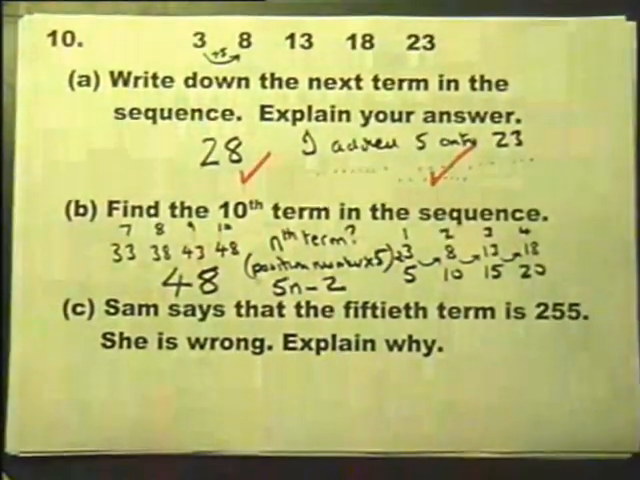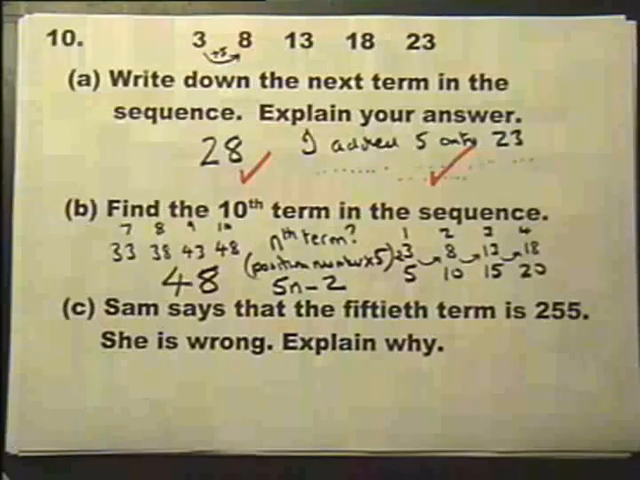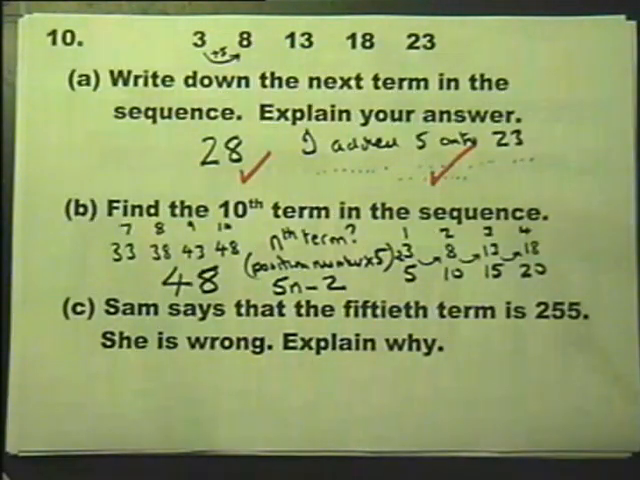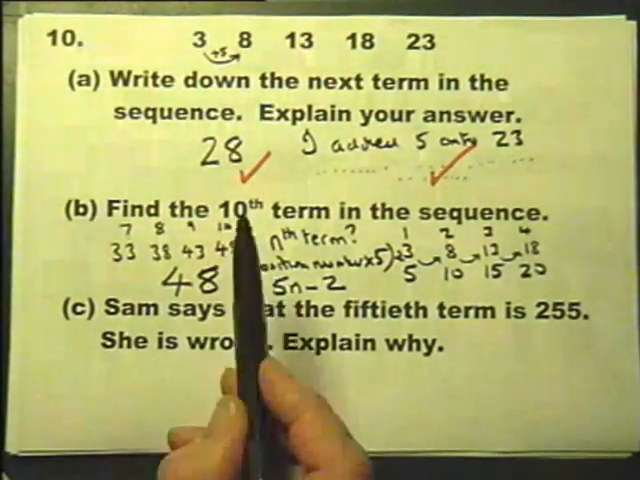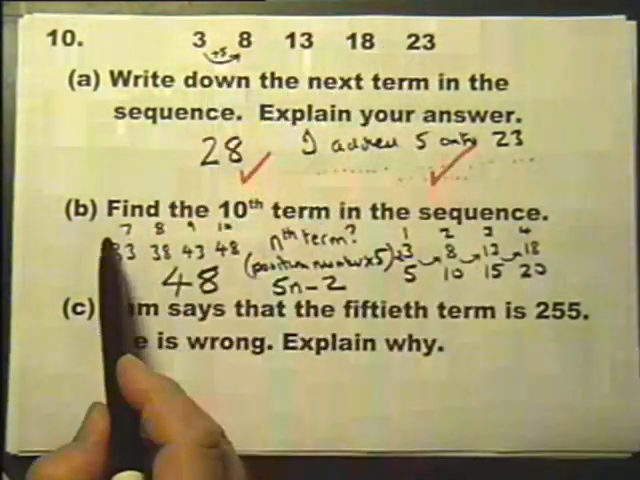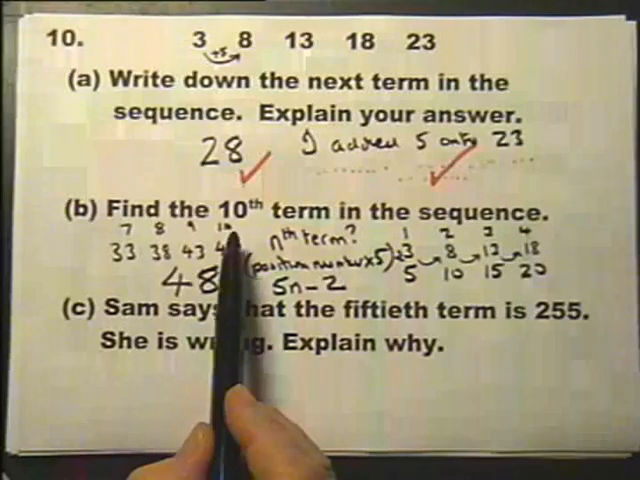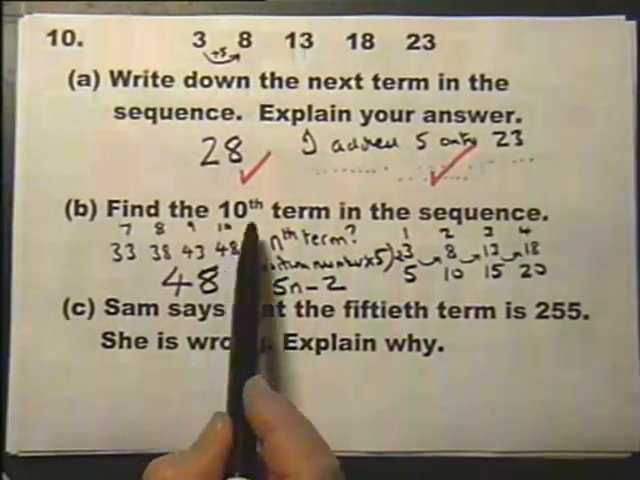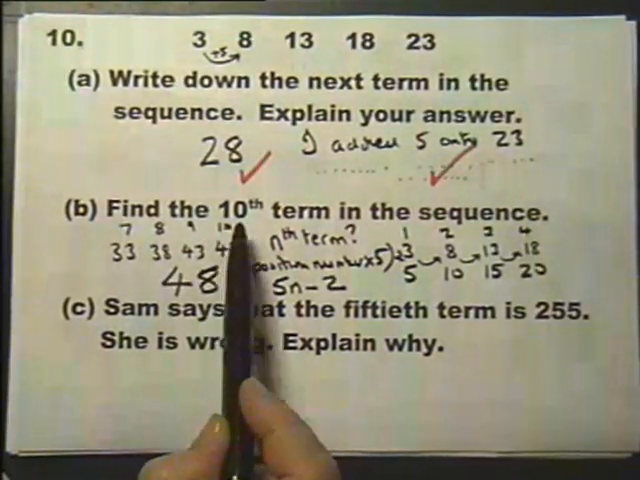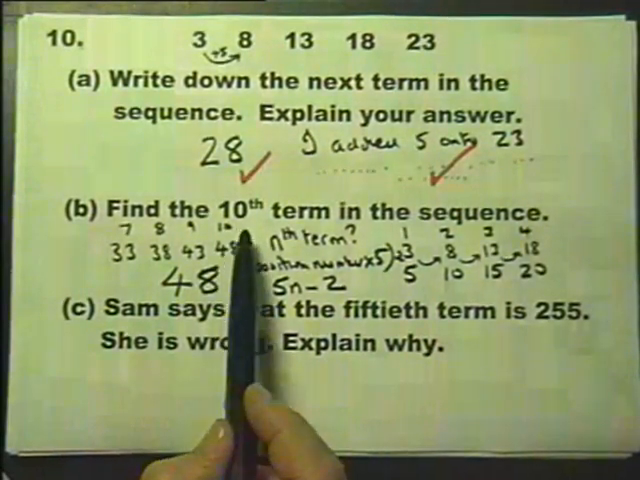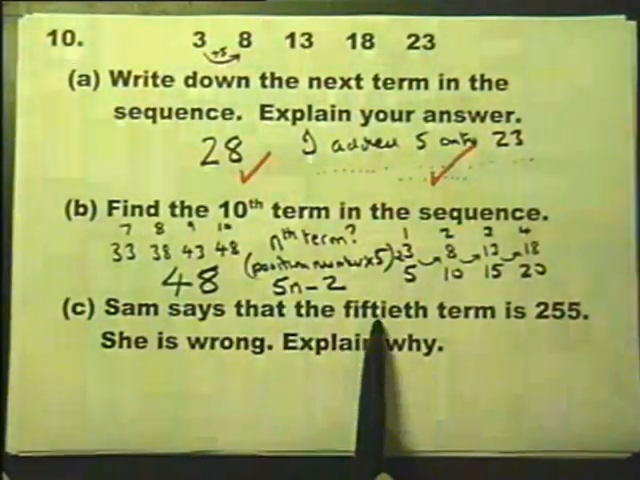Let's look at part C. Sam says that the 50th term is 255. Now using this method of adding on 5, I'd have to keep on adding on 5, adding on 5, adding on 5, till I got to the 50th term.